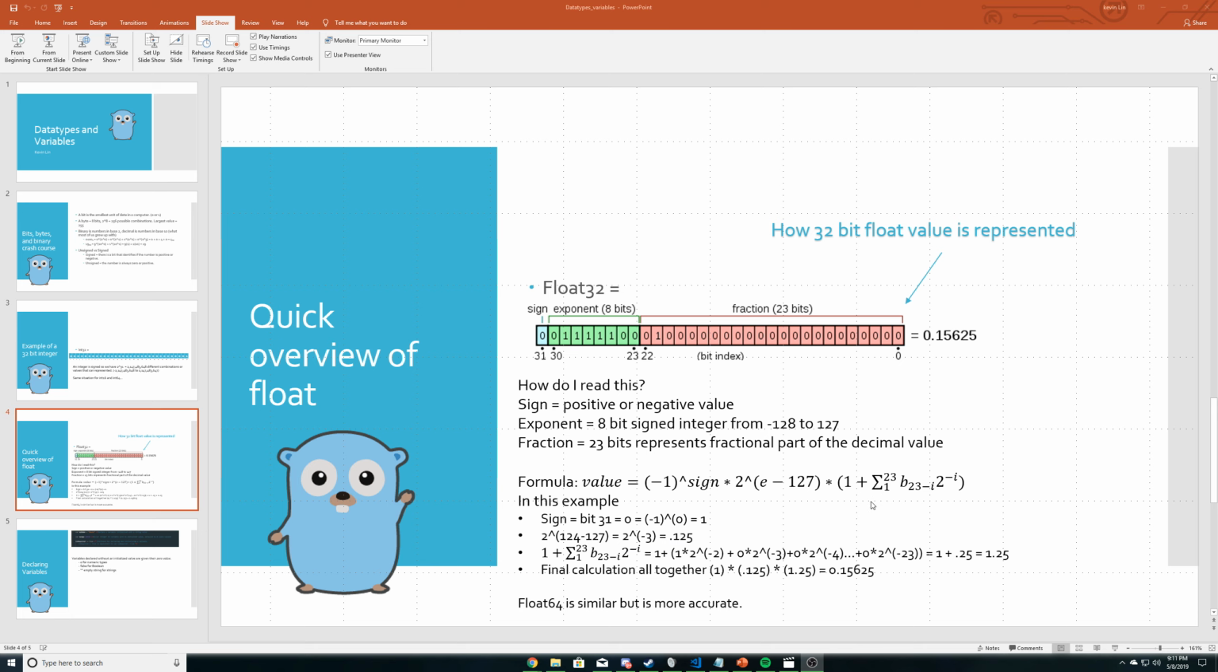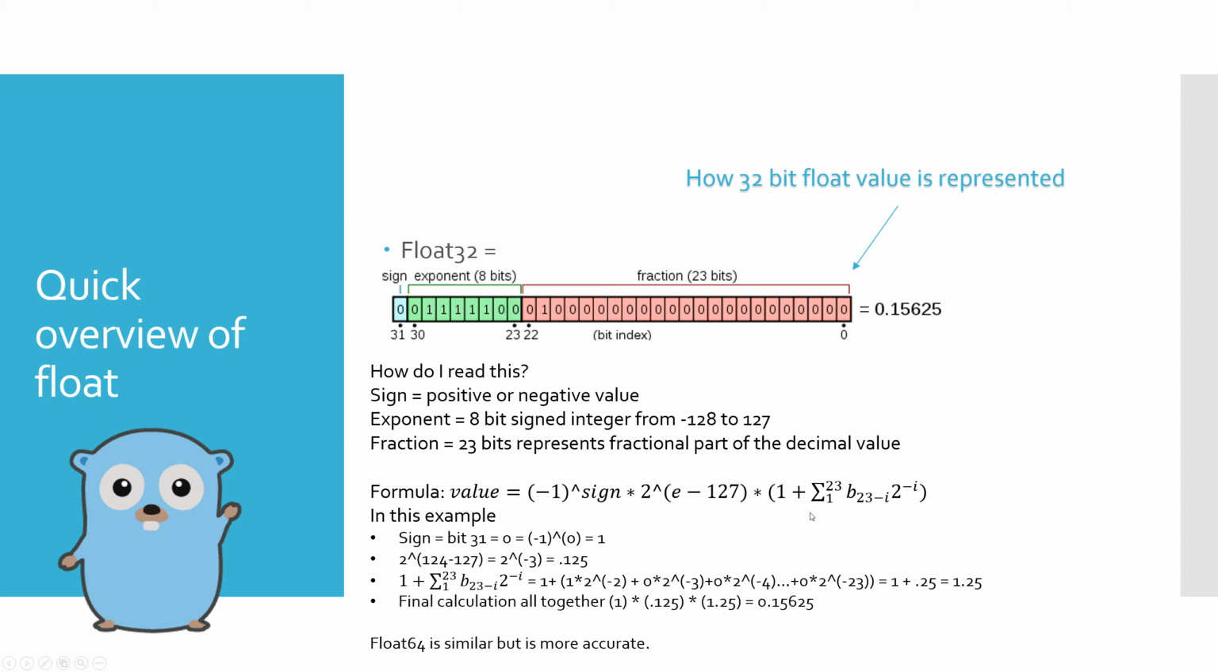Now the third part is a bit tedious because of this summation, so I cut it short, mainly because most of it's all zeros. So let's go through this. The third part is 1 plus the summation from 1 to 23 of b23 minus i times 2 to the minus i. The summation is from 1 to 23, so we start at 1. b23 minus 1 is b22. If we look at bit 22, the value is 0. And actually, the first bit in the fraction we don't use, for reasons I'm not going to go into. So we can skip this one and go to the next iteration of the summation.